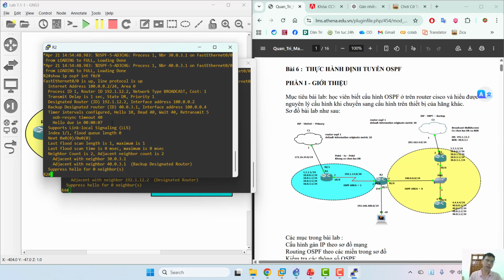This means that the DR and BDR are correct. Now we enter the line to show the IP route, show ip route ospf.